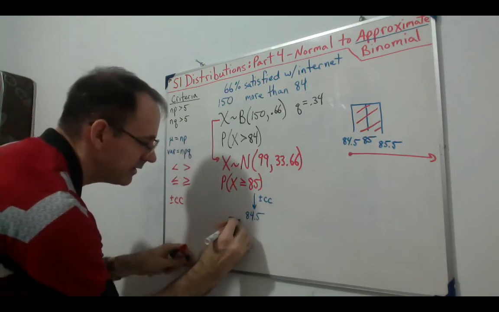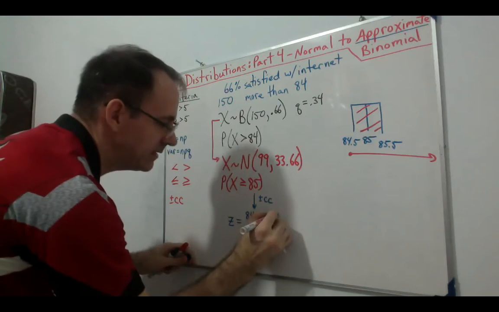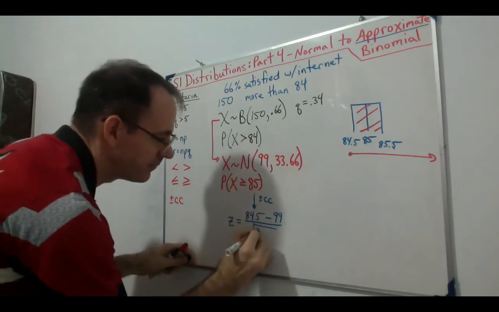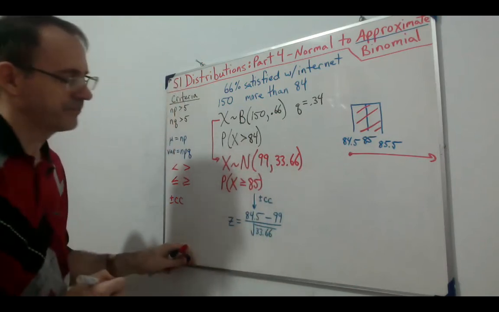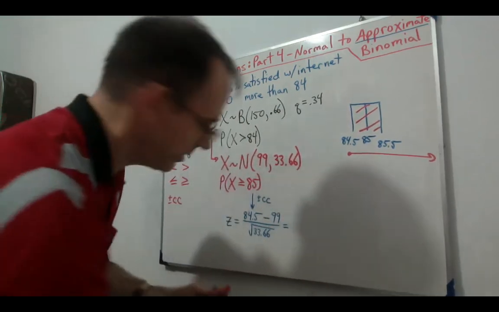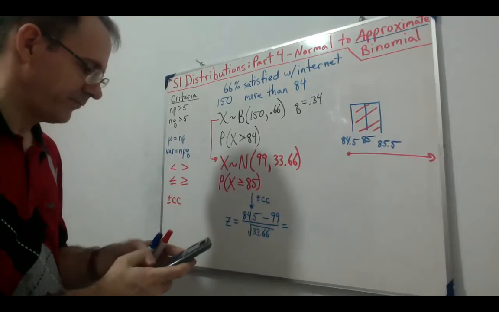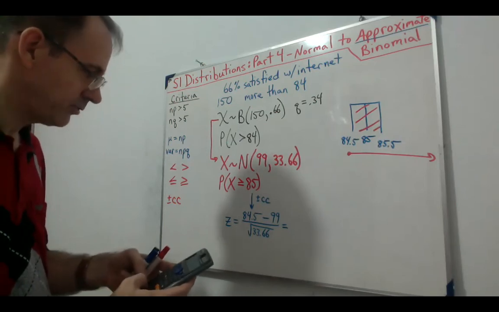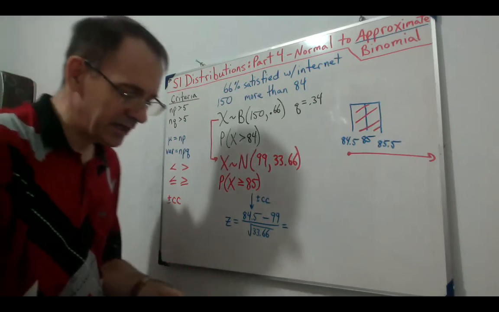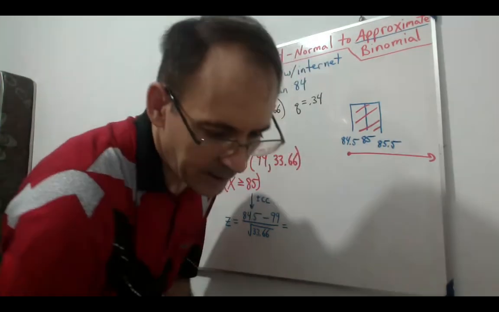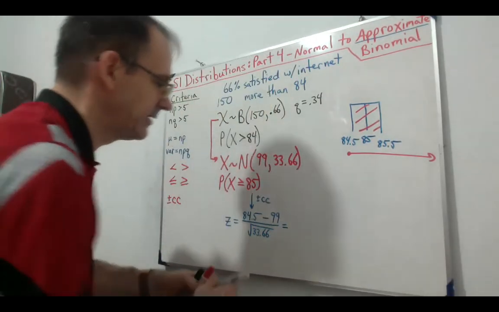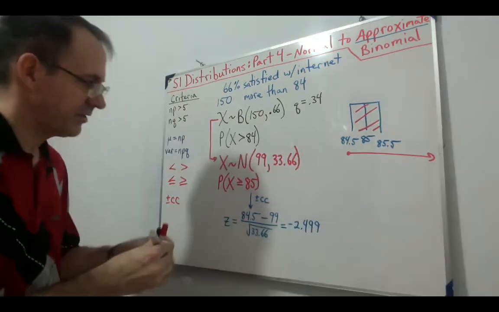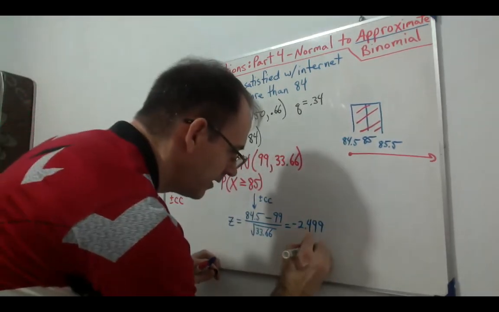So z equals x minus the mean over the standard deviation, which is the square root of the variance, 33.66. And let's figure out what this is on your calculator. So you have 84.5 minus 99. Notice you're going to get a negative value divided by the square root of 33.66. And we get a z of negative 2.499. So this is then what we take and we put into our phi z chart.